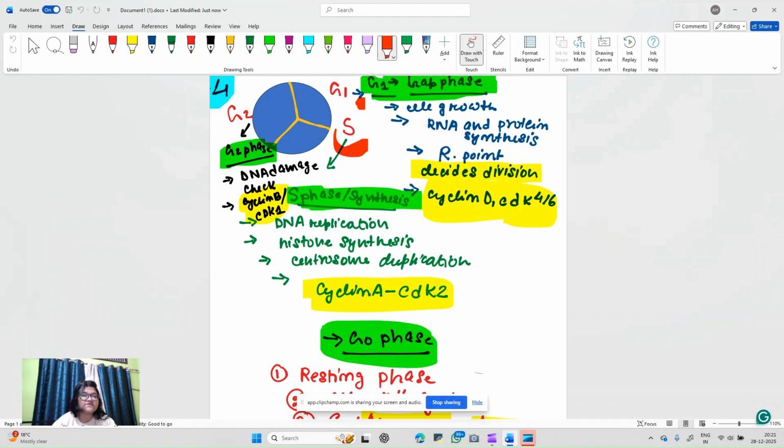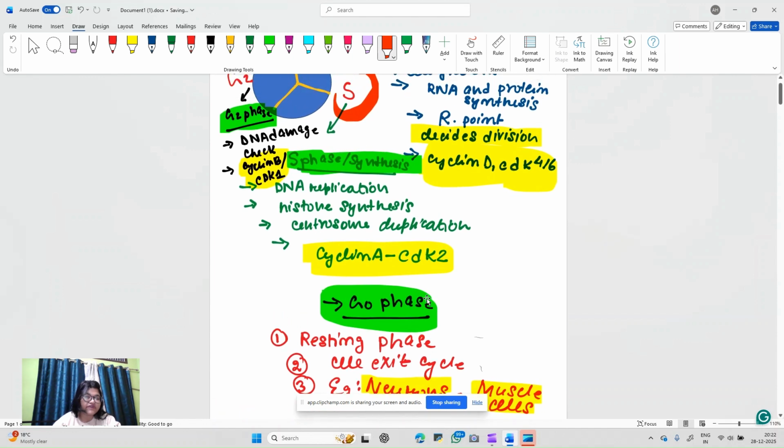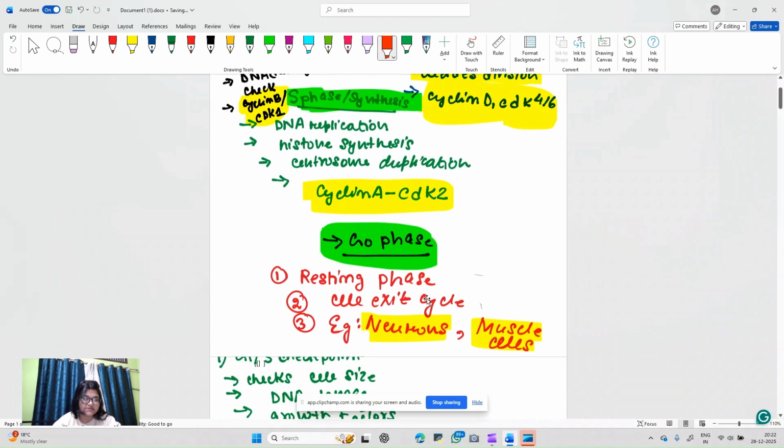In the synthesis phase, the S phase, DNA replication, histone synthesis, and chromosome duplication all take place. This is by cyclin D, CDK2. And the G2 phase is basically a damage checker, which involves cyclin B, CDK1.